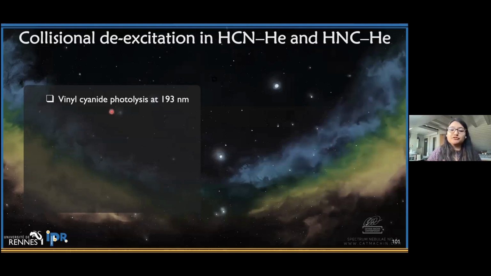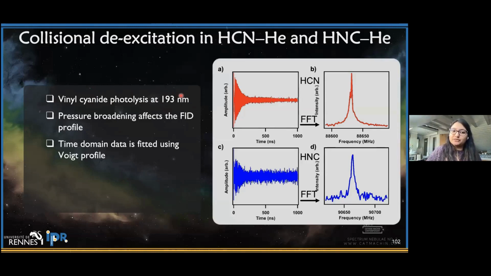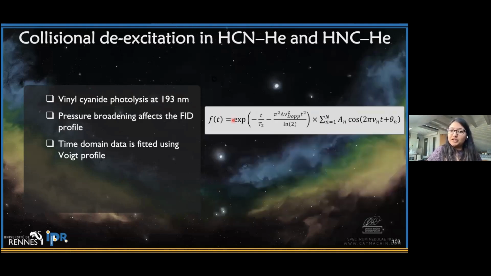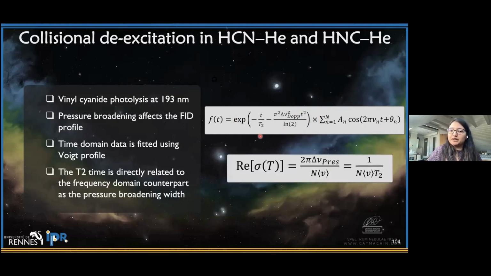And what we did is we used the photolysis of vinyl cyanide. So the species we saw earlier actually forms both HCN and HNC when it is photolyzed at 193 nanometers. And we saw in the time domain data that this FID is really affected by the pressure broadening parameters, okay? So we could fit this time domain data using a Voigt profile, which has components of both Doppler shifting and the pressure broadening, because the T2 time essentially is related directly to the pressure broadening factors, okay?